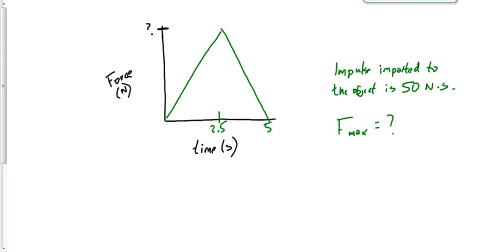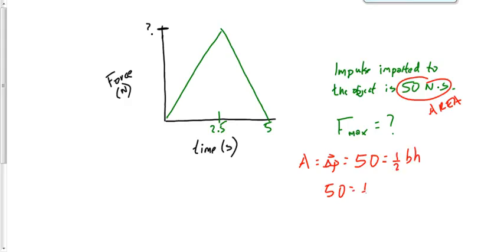All right, what are we looking for? The maximum force. Well, the maximum force is the height of this triangle, right? We know the area this time. We know the area is 50 Newton seconds. We know the area equals the impulse, and we know its equation is 1/2 base times height. We're going to say 50 is equal to 1/2 of the base of 5 times the height. There you go. 1/2 times 5 is 2.5. 50 divided by 2.5 is going to be 20.